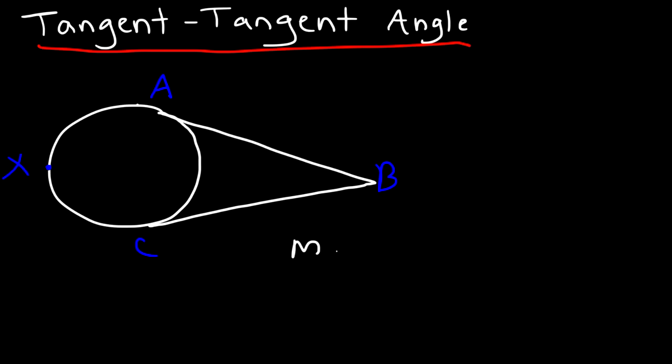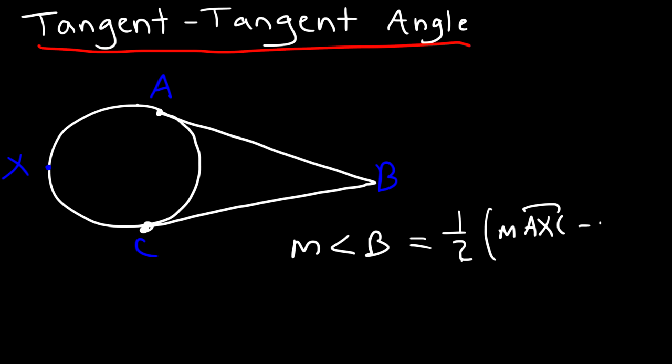Now the measure of the tangent angle B, which is formed from tangent segments AB and CB. Remember, a tangent segment touches the circle exactly at one point. So the measure of angle B is going to be 1/2 the difference between the major arc, which is arc AXC, minus the measure of the minor arc AC. So as an example, let's say arc AC is 110 degrees. What is the measure of angle B?